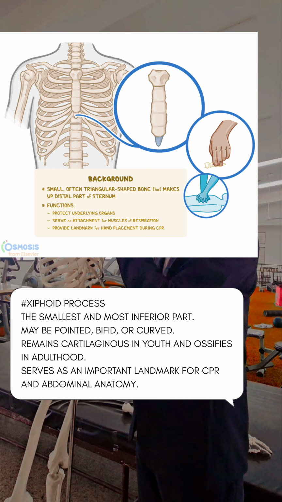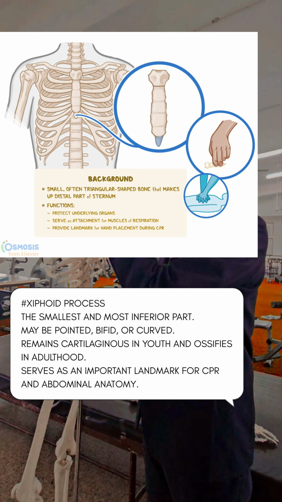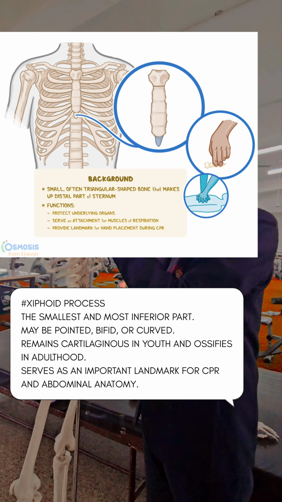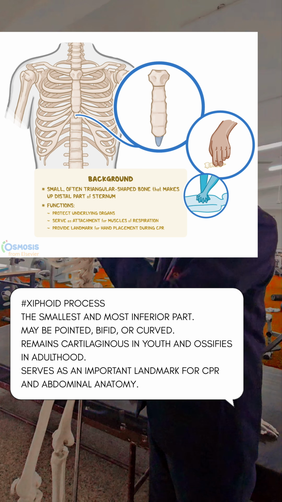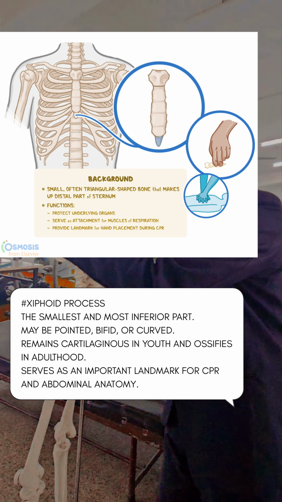Xiphoid process, the smallest, most inferior part, may be pointed, bifid, or curved. Remains cartilaginous in youth and ossified in adulthood. Serves as an important landmark for CPR or abdominal anatomy.